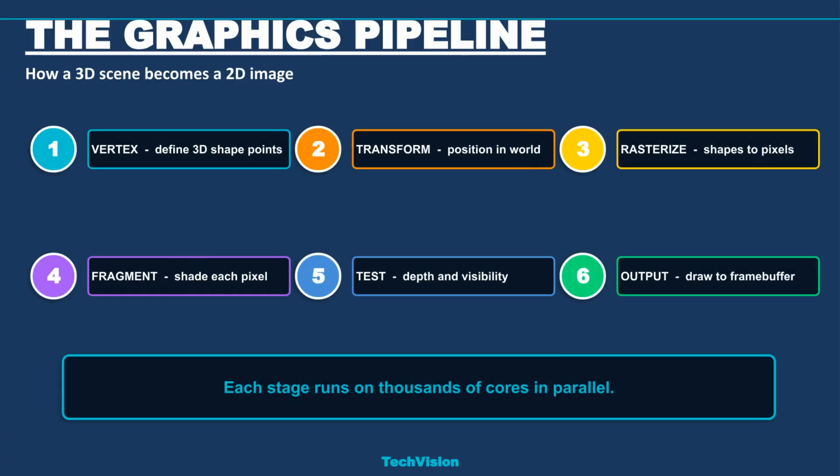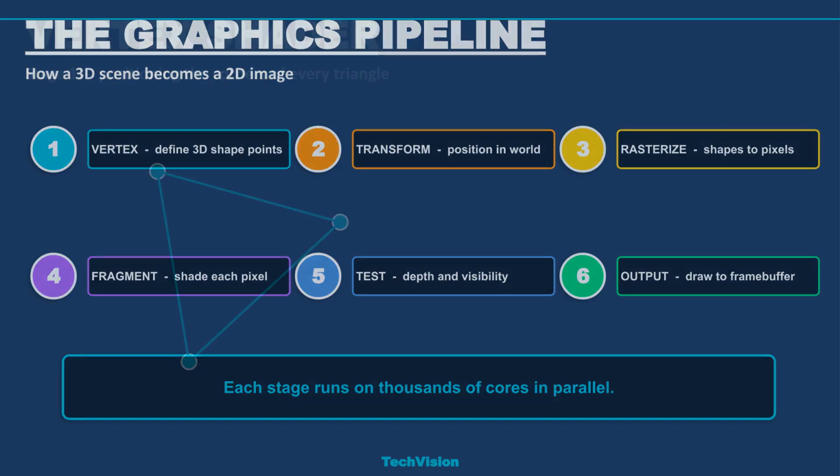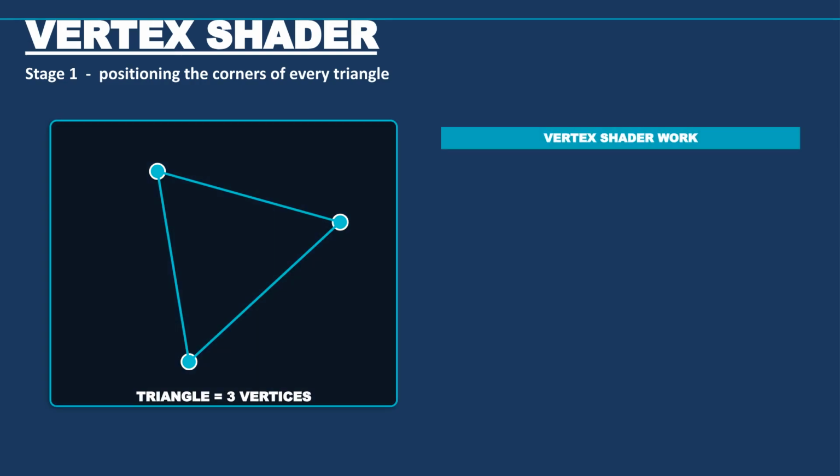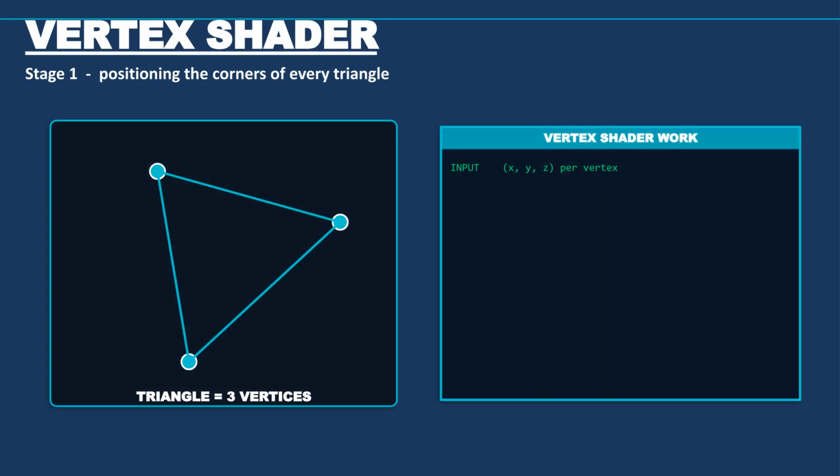The graphics pipeline transforms a 3D scene into a 2D image through 6 main stages: vertex, transform, rasterize, fragment, test, and output. The critical feature is that each of these stages runs on thousands of cores in parallel. Stage 1, the vertex shader, involves positioning the corners of every triangle. It takes the 3D coordinates per vertex, performs matrix multiplication, and outputs screen coordinates. This is performed for the millions of vertices in modern games.